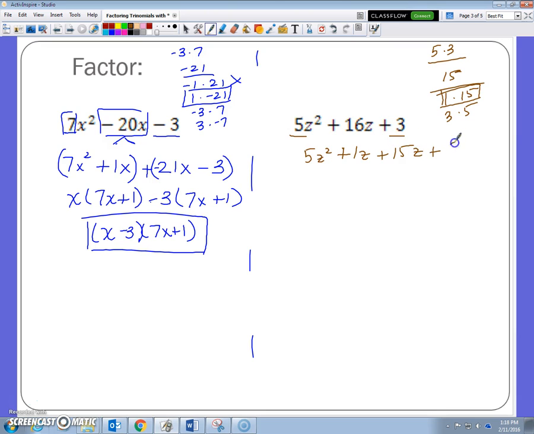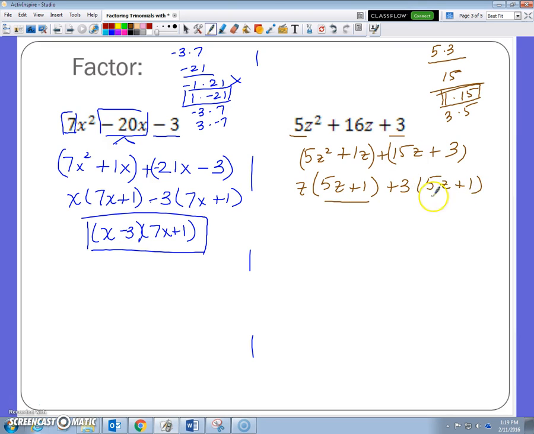And I don't change my positive 3 either. All right, so I have 4 terms now instead of 3, but really these middle two terms are the same as the 16z. The nice thing about writing it this way, though, is I can factor by grouping. So now, if I look between 5z squared and z, I can pull out or factor out a z. Maybe we have 5z plus 1. And between 15z and 3, I know they share a positive 3, so I can write positive 3, and that leaves a 5z plus 1.